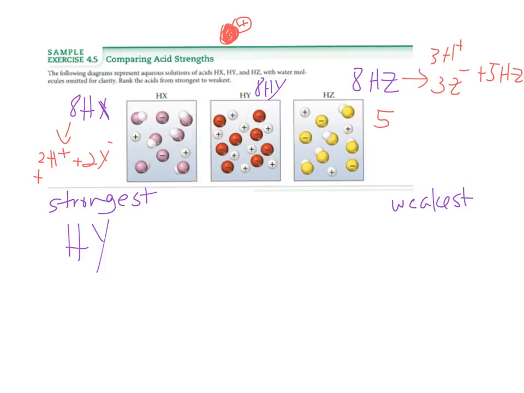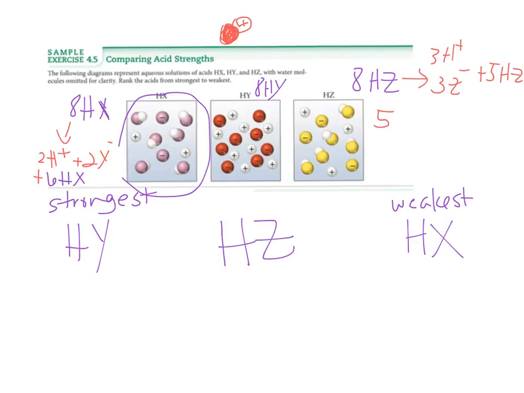and the rest of what's in the water is HX. These that I'm circling have not broken up. So there are 6 HXs that did not break up in this picture. So this one, HX, is the weakest because it only had 2 of them dissociate. And the one in the middle is the one that had 3 of them break up. That was HZ, right? So strongest to weakest. I'm going to end this video here and start with the next slide on the, so these videos are not too long.